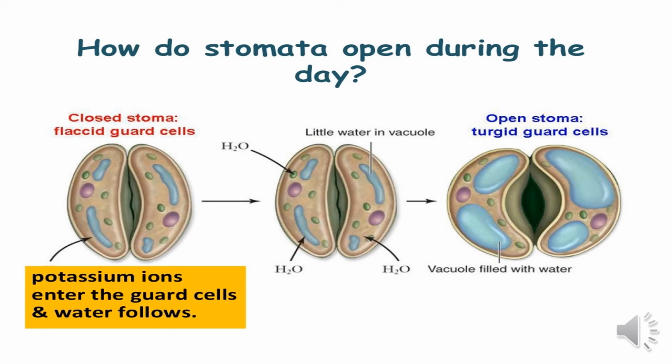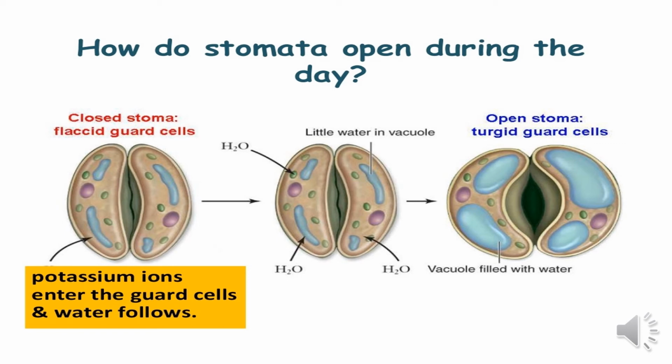What is the reason and what is the procedure for the opening of the stomata during the day? You can see in this diagram, closed stomata, flaccid guard cells. If the stomata are closed, they are called flaccid because there is no opening of the pore. The hole inside the stomata is called a stoma, which is a pore from which the gaseous exchange process takes place.